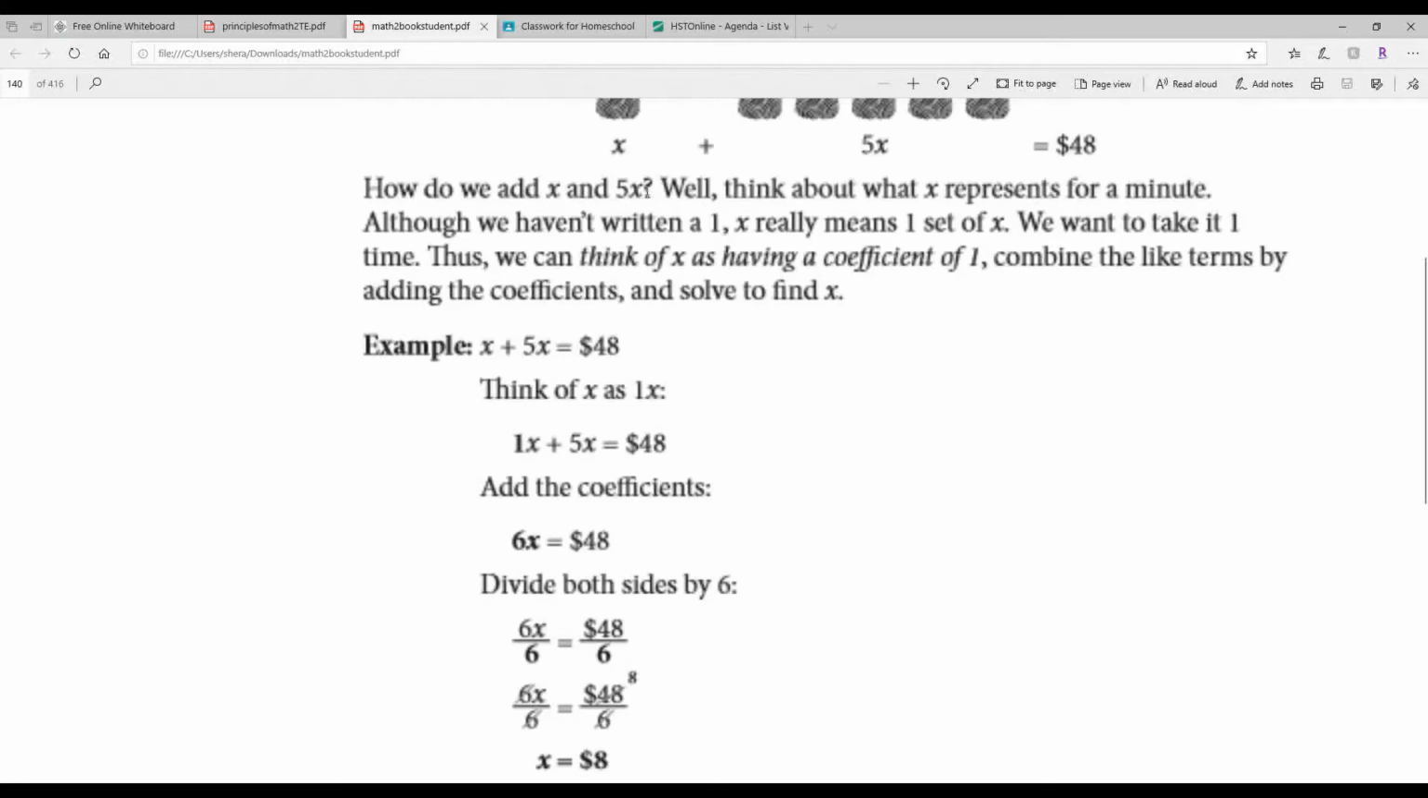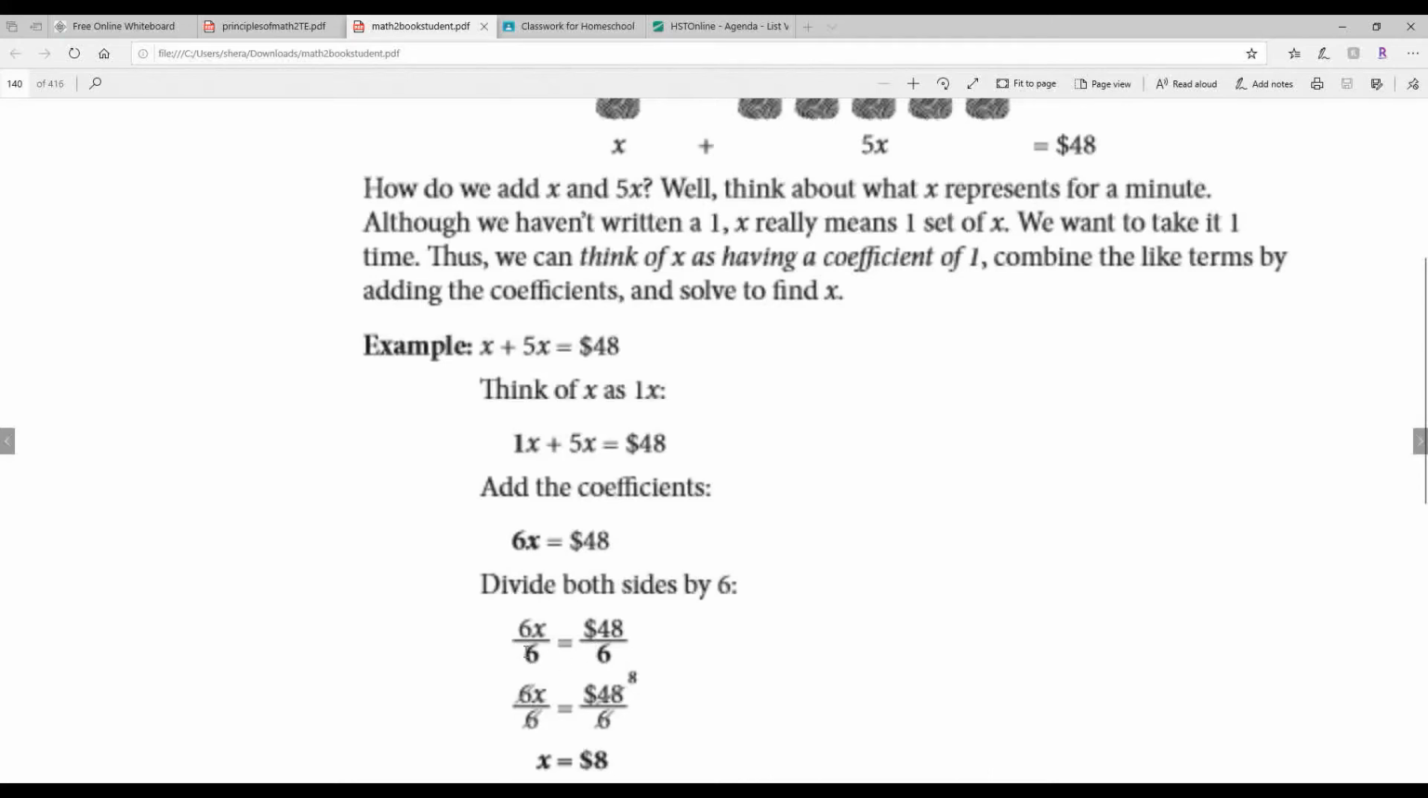So then you would combine those like terms. So x plus 5x equals 48. You're going to think of this as 1x. But when it's 1, we don't put it. We just put the variable. When it's the variable by itself, the coefficient is just understood to be 1. Okay, so this would be saying 1x plus 5x equals 48. Well, these are the like variables, so we can add those and get 6x equals 48.